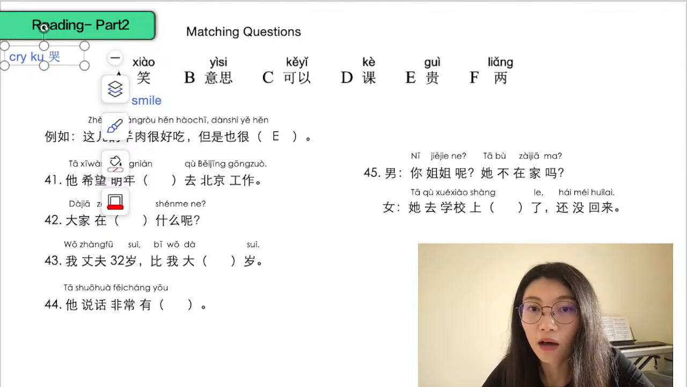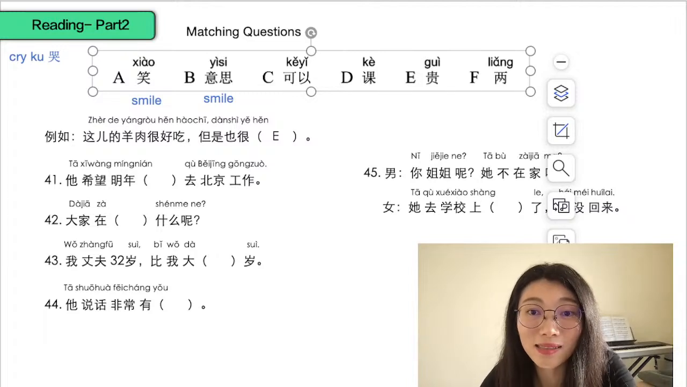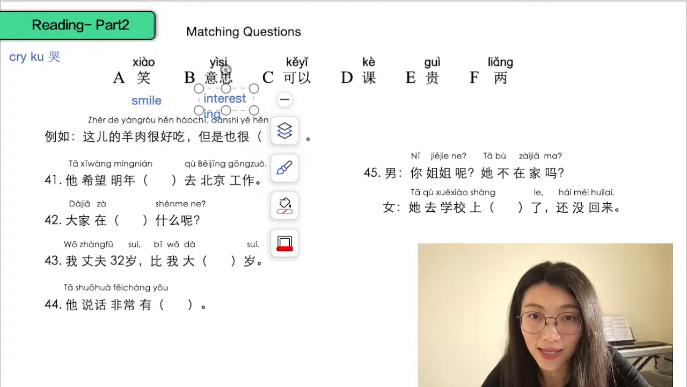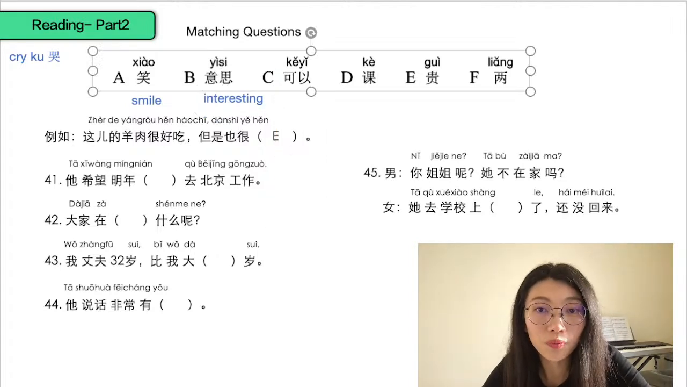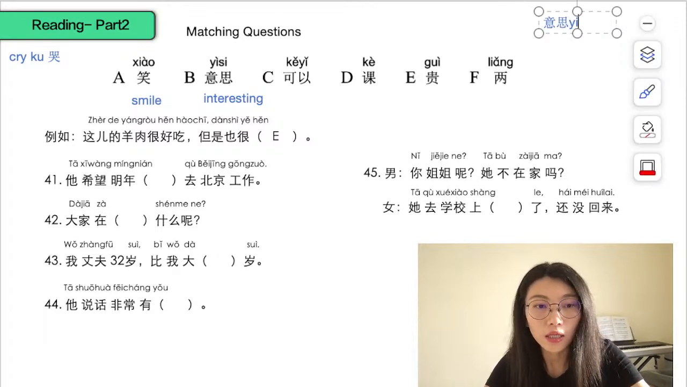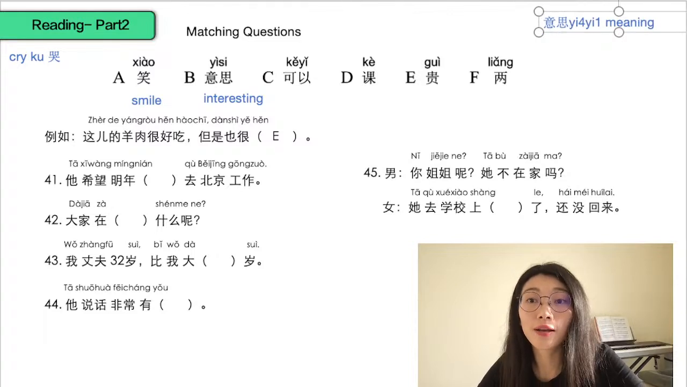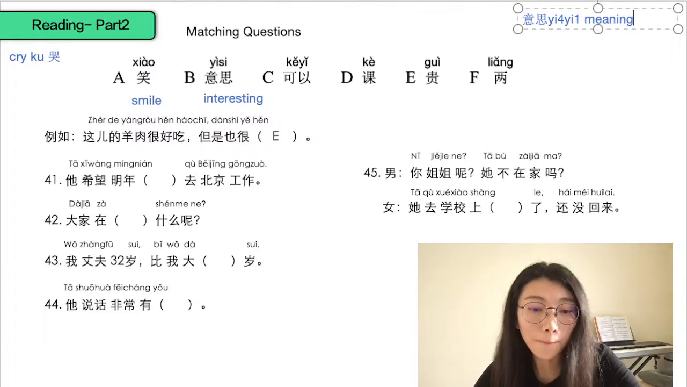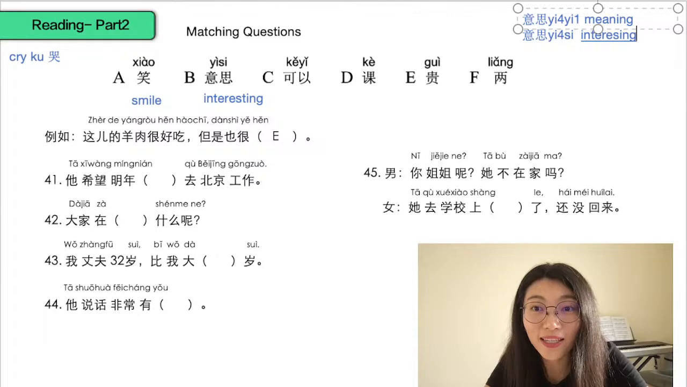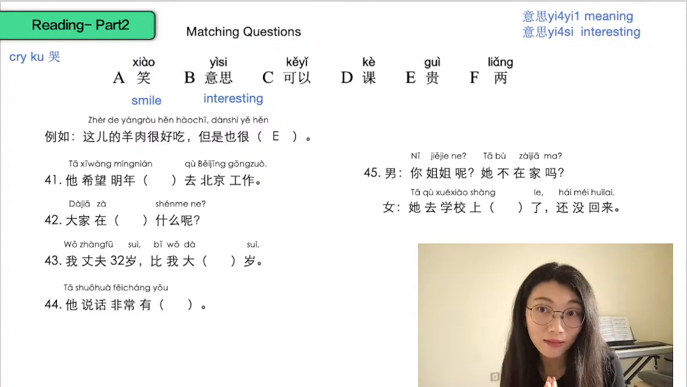B, 有意思. Pay attention, 思 is a neutral tone here, which means interesting. It's an adjective. If I say 意思 with 思 in the first tone, it means meaning: 这是什么意思？But if we say 意思 with the neutral tone, it means interesting. Chinese is really tricky because the neutral tone can differentiate the meaning.